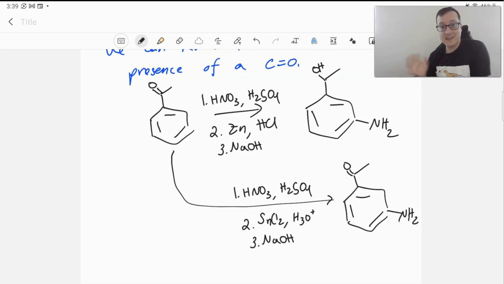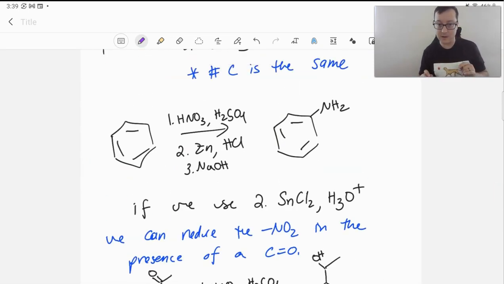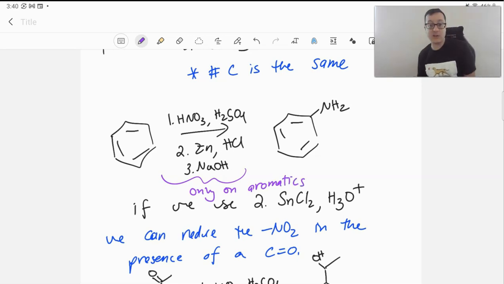The problem is zinc is kind of okay, not really environmentally disastrous, but tin is. So we try not to use tin too much, but if we're in the interest of making the amine in the presence of our carbonyls, we'll have to use it. Note, of course, this seems to be a pretty common misconception. These reactions, the nitric acid and sulfuric acid, this only works for benzene and other aromatics. We can't do this with regular carbons. So this only works for aromatics. So we can only use these reactions on aromatic species.